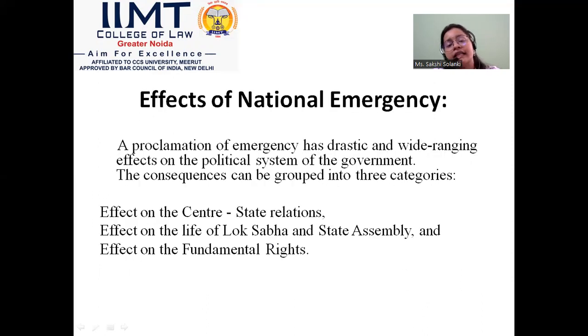Well, now we will understand the effect of emergency, like what happened after the emergency has been placed. What will be the effect on the political setup? What will be the effect on the fundamental rights of the people of India? So the effect has been divided into three categories. A proclamation of emergency has a drastic and wide-ranging effect on the political system of the government. The consequences have been grouped into three categories. First category is effect on center-state relation, then effect on life of Lok Sabha and Rajya Sabha, and effect on fundamental rights.